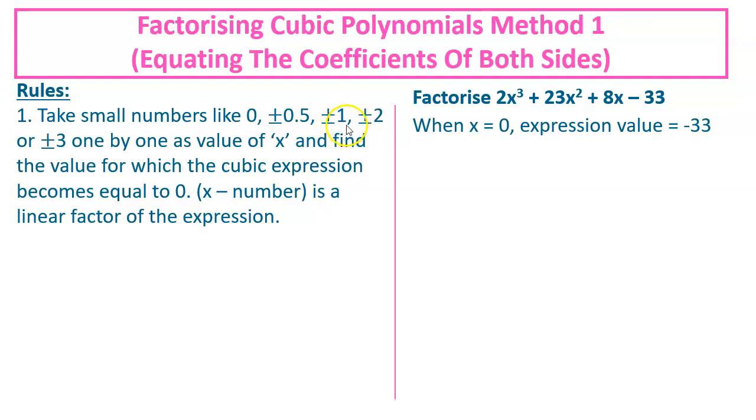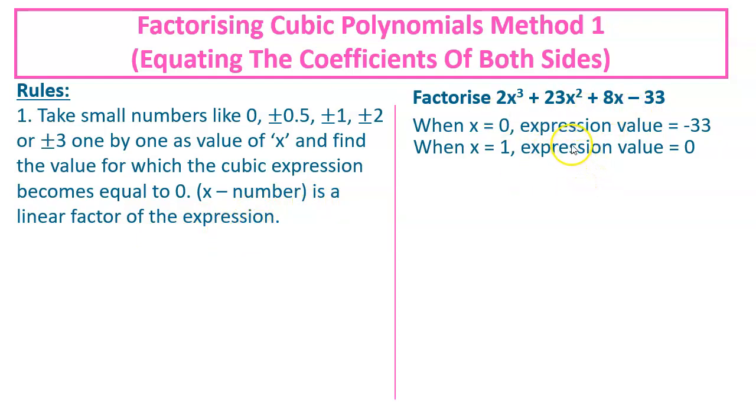The next value that we take up is plus 1. When x equals plus 1, what happens? 2 times 1 cube is 2, since 1 raised to any power is 1. So 2 plus 23 is 25, plus 8 is 33, and 33 minus 33 is 0. So we see that when x equals 1, the expression value is equal to 0. So we have got the number which makes the expression value equal to 0. X minus that number is a linear factor of the expression. So x minus 1 will be the linear factor of this cubic expression.